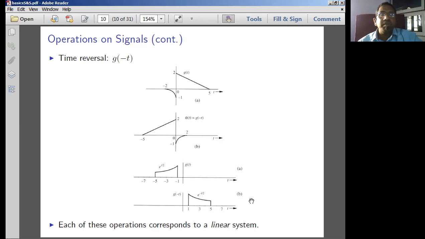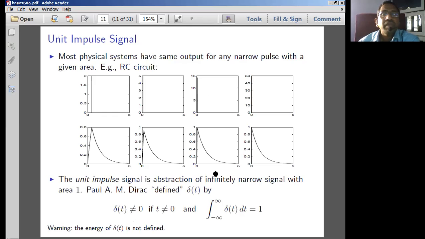Each of these operations corresponds to a linear system. In a linear system, the form of the signal is normally not going to change. The next variety we are going to have is the impulse signal.